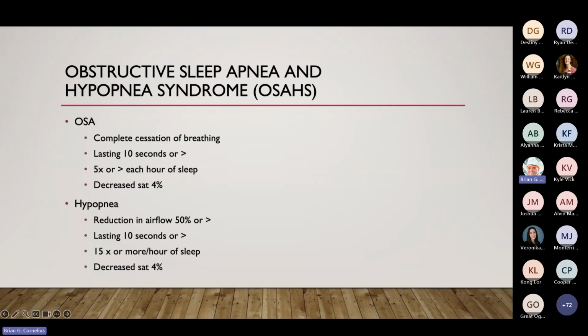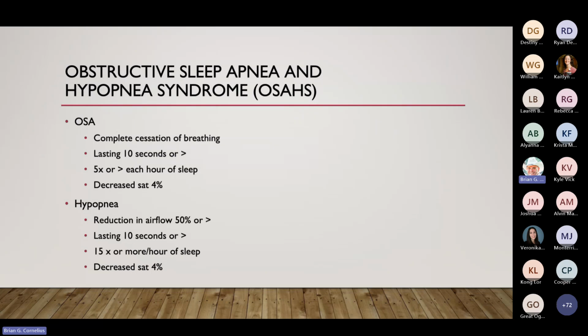We talked about OSA the other day a little bit. We're going to talk about it some more. You've got two different, similar situations here. You have obstructive sleep apnea, and then you have hypopnea syndrome. A lot of times they get coupled together, but they're not necessarily the same thing. So with obstructive sleep apnea, you're actually having periods of apnea. With hypopnea, it's really just a decrease in airflow.